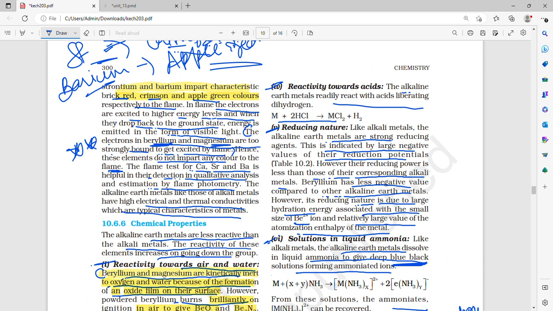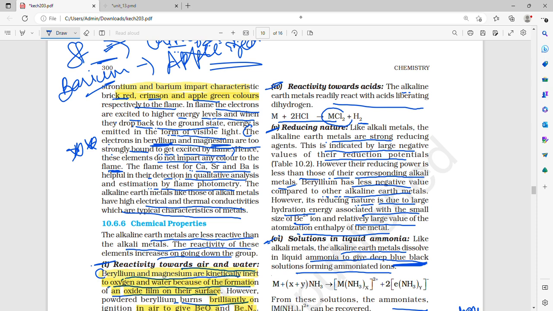Then reactivity towards acid, the alkaline earth metals react readily with acids, liberating dihydrogen. Now reducing nature, like alkaline metals, alkaline earth metals are strong reducing agents. This is indicated by large negative values of their reduction potential. However, their reducing power is less than those of their corresponding alkaline metals in that period.